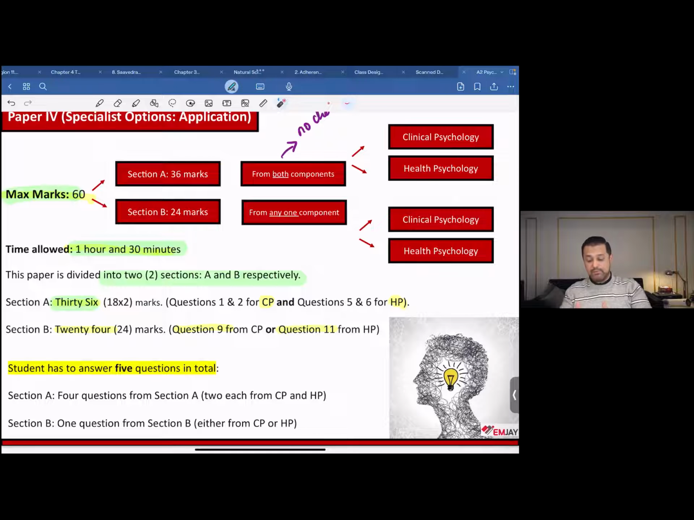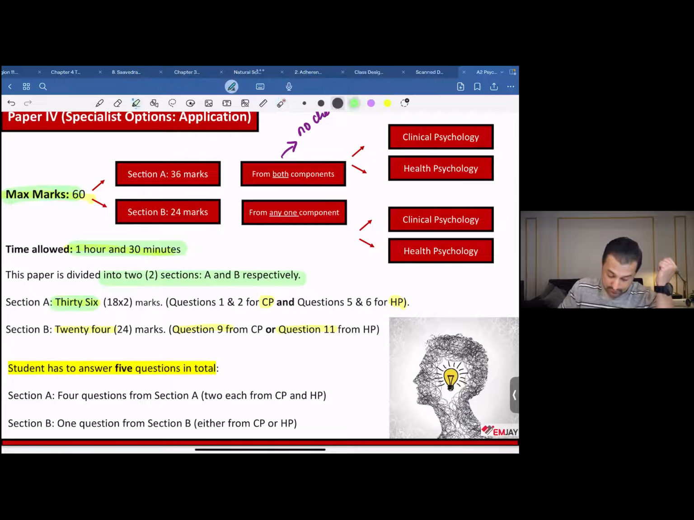And it would be pretty similar to how I was showing you paper 3 as to how you need to attempt the questions. You need to attempt only the questions that you have prepared for, right? So section B over here, 24 marks.